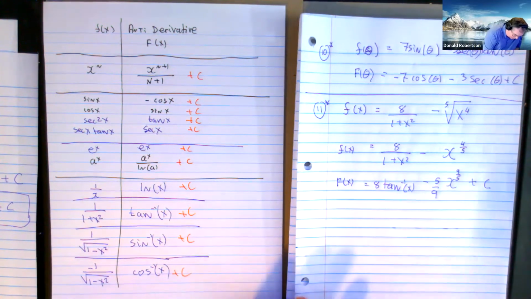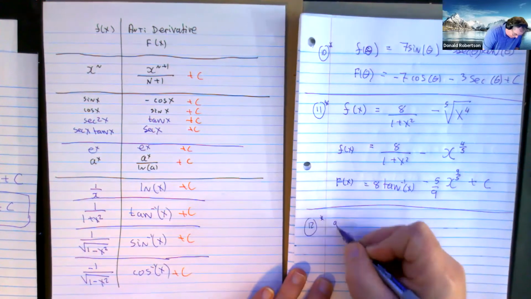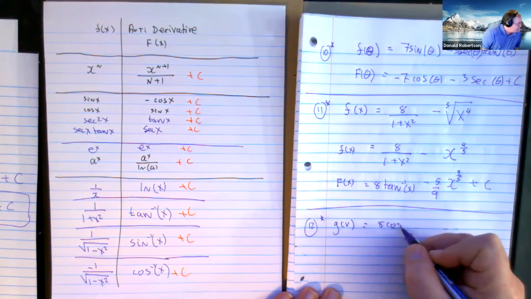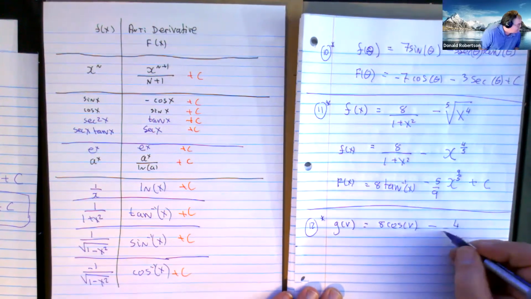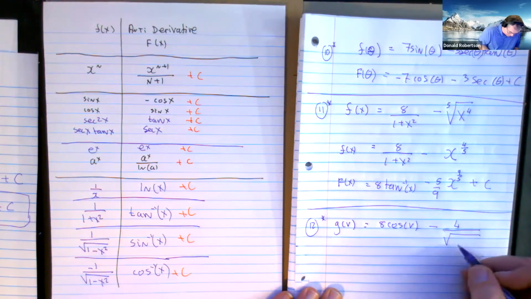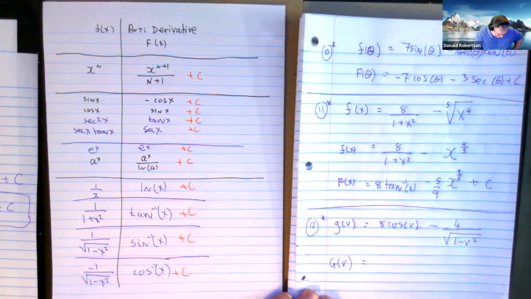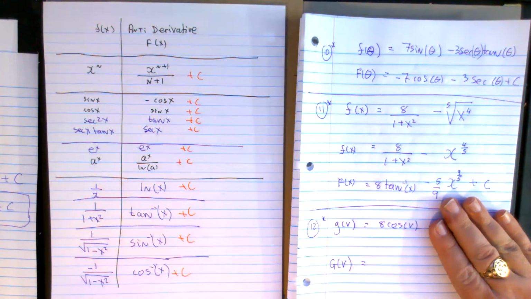So here is question 12. The function is g of v this time. And it's 8 cosines of v, take away 4 over the square root of 1 take away v squared. Okay. What is the antiderivative of 8 cosines? Eight sines. Agreed.